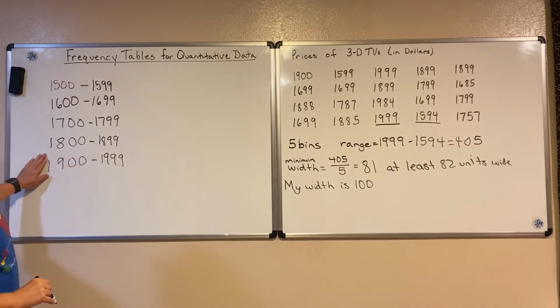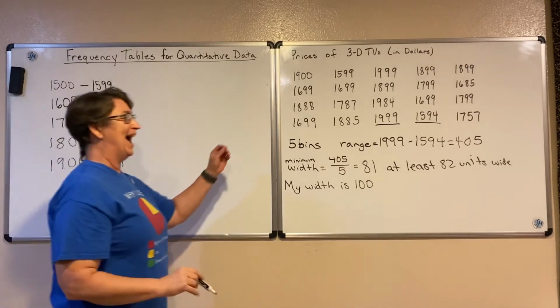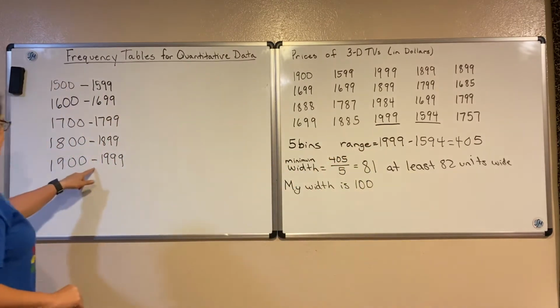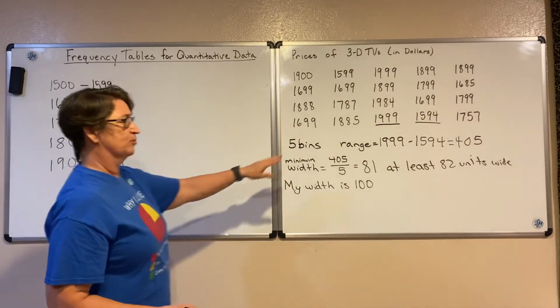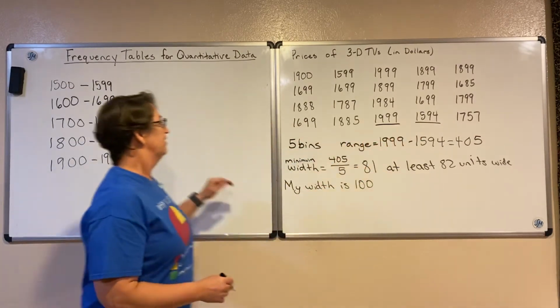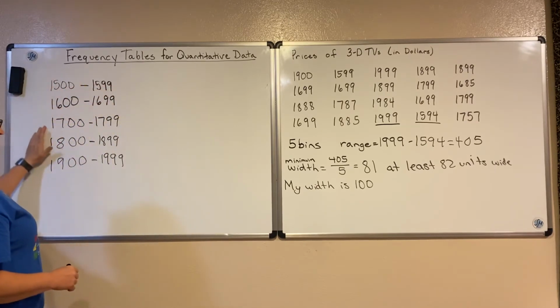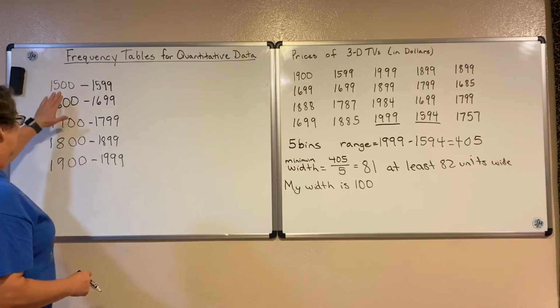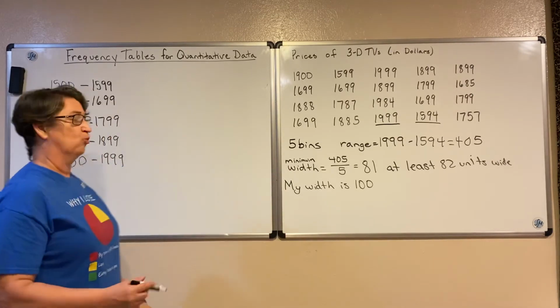So if I look at each one of these, did I get all my data values in there? Well, the maximum number is 1999. He has a spot to be, in this class or that bin. My smallest number is 1594, and he has a spot where he belongs. So all of my data is going to fit in those 5 classes. I counted by a nice, reasonable number that was at least 82 units wide.